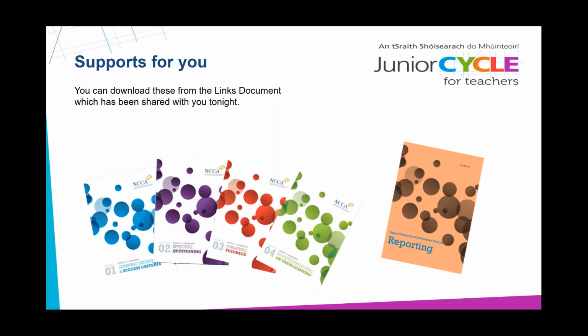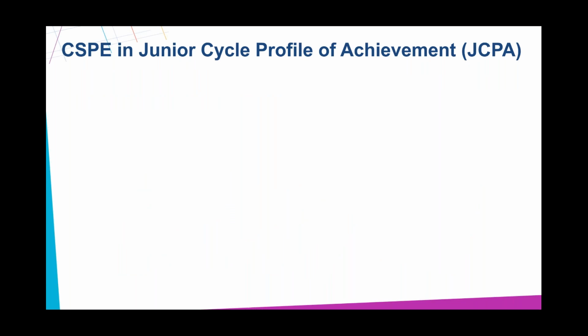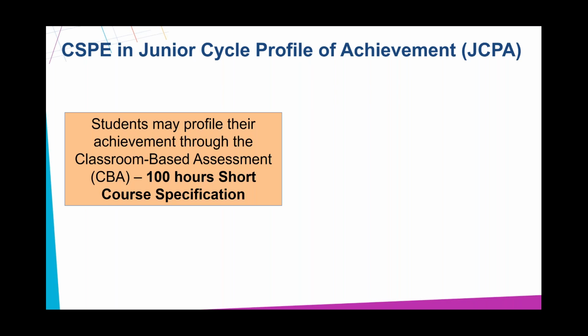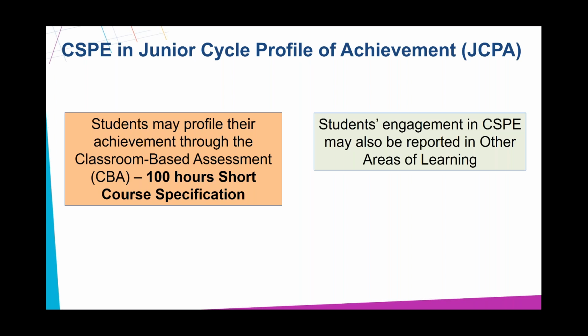There will also be reporting guidelines, which are the focus of the upcoming leadership CPD workshops, which commence after Easter. So CSP can appear then on the Junior Cycle Profile of Achievement document. Students may profile their achievement through the CBA if they have completed the 100 hour short course and if they have completed the classroom based assessment. If students have participated in the 100 hour short course but not undertaken a CBA, or if they've completed or participated in the 70 hour CSPE course, then their engagement can be profiled in the other areas of learning which appear on the junior cycle profile of achievement.